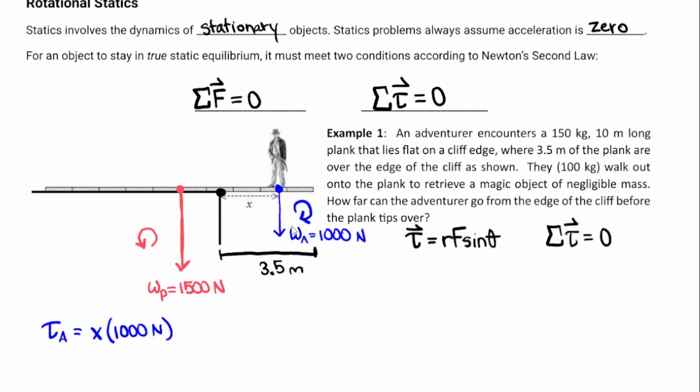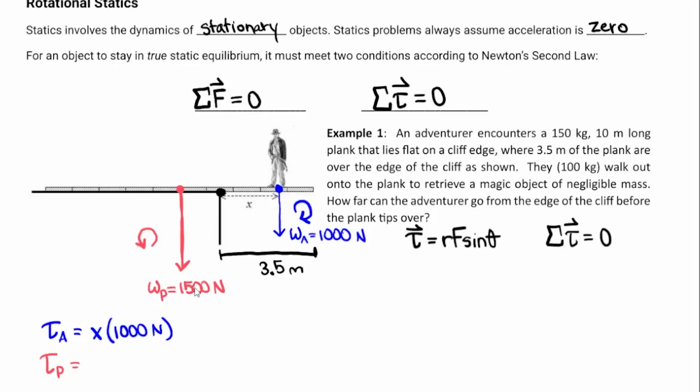So those two vectors are perpendicular to each other. Sine of 90 degrees, perpendicular, is 1. So we can leave this as it is right here. Then the torque due to the plank on the other side is going to equal, well, we need to figure out this distance.